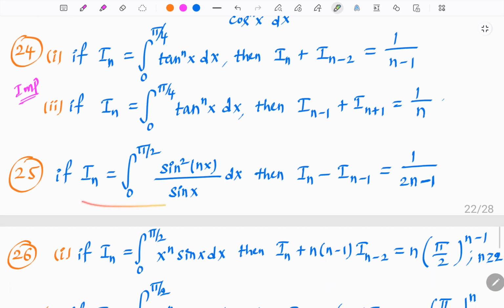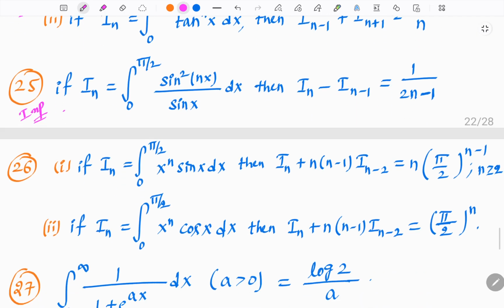Next, one more: I_n equals the integral from 0 to pi by 2 of sin squared of nx by sin x dx. Then here n and n minus 1, so what is the middle? Nothing, so we can't do it directly. But whatever n value they give, how many times do they multiply? Two times they multiply, with subtracting negative. It should be remembered. It is also very, very important. They give one of the p by q forms here.